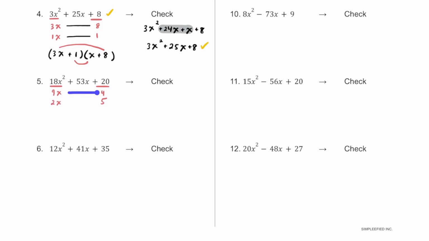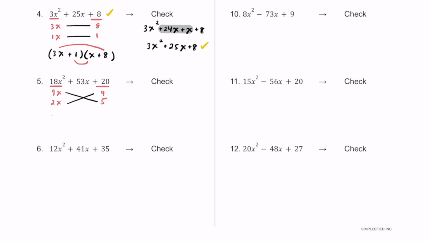This will get you 36, and this will get you 10. 36 plus 10 is 46x, which is not what we're looking for. If we go diagonal here, this is going to be 8 and 45. 8 and 45 do get you 53, so this works out here. So let's make these our outers, and let's make these our inners.